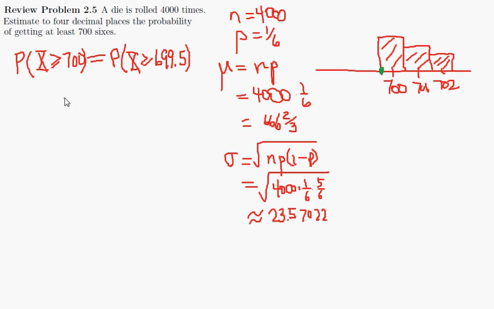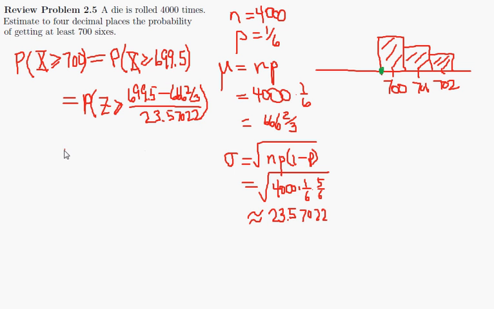Okay, so this is equal to the probability that a standard normal random variable is bigger than or equal to 699.5 minus 666 2/3, divided by the standard deviation of 23.57022. So the probability that z is at least equal to that. Okay, let's pull this up and do the computation.